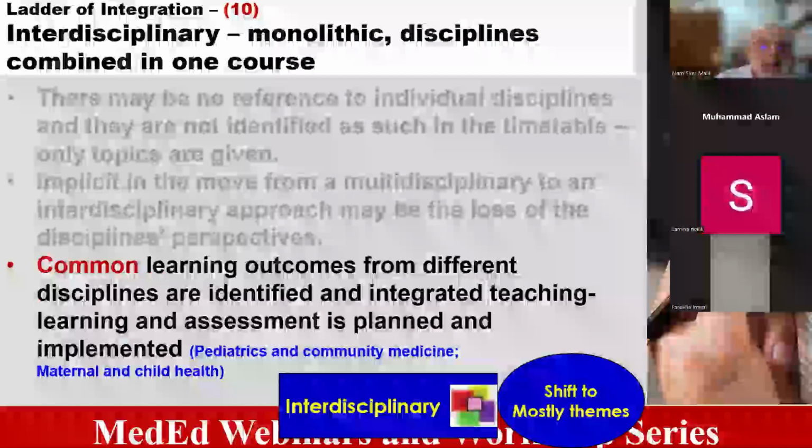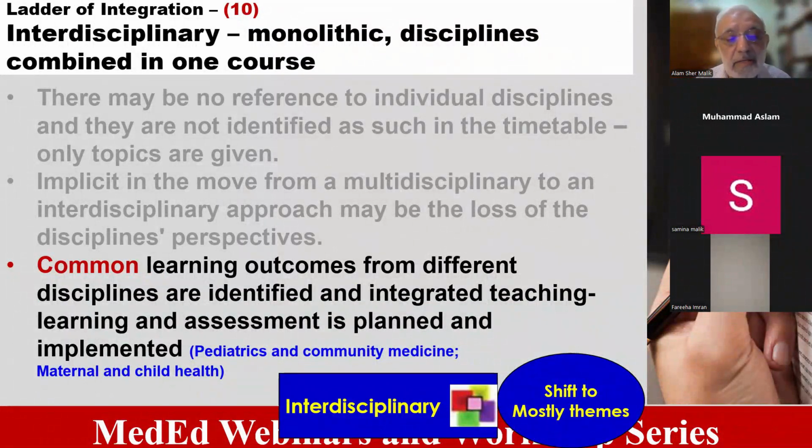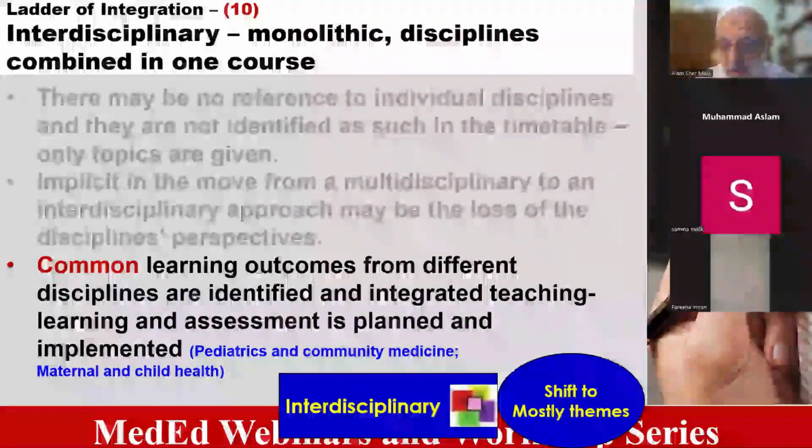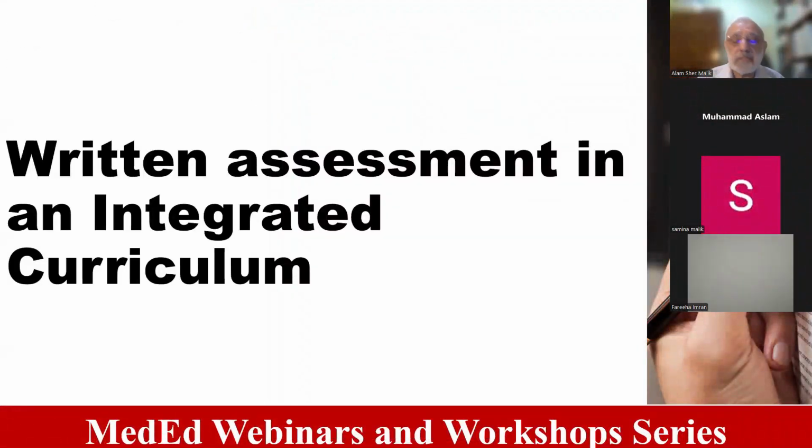So let's say an example is pediatric and community health, or maternal and child health. What happens is that the learning outcomes of both pediatric and community medicine are identified, and then the common learning outcomes are separated out, and they are taught together in an integrated fashion. So this is the basic concept of integration, how the principles of integration can influence our assessment, how the levels of assessment can impact on our assessment methods and approach, and how the thematic approach can influence our assessment. So with that, let's look at the written assessment in an integrated curriculum.